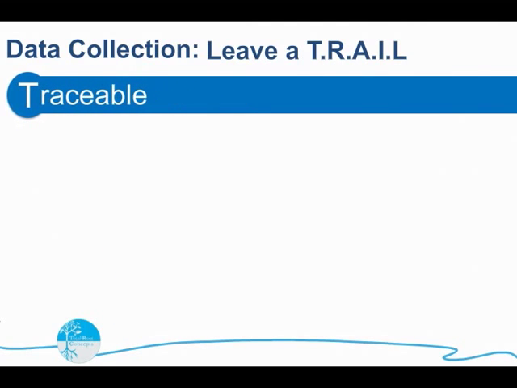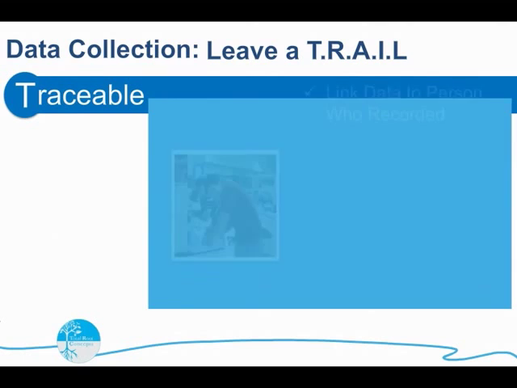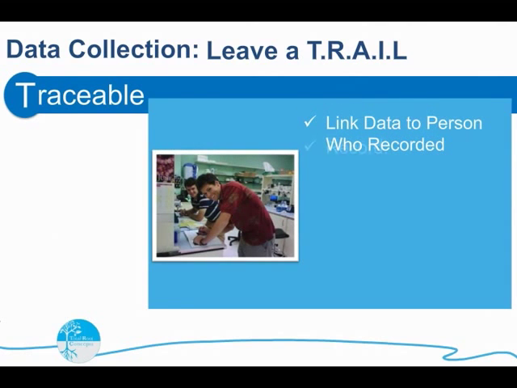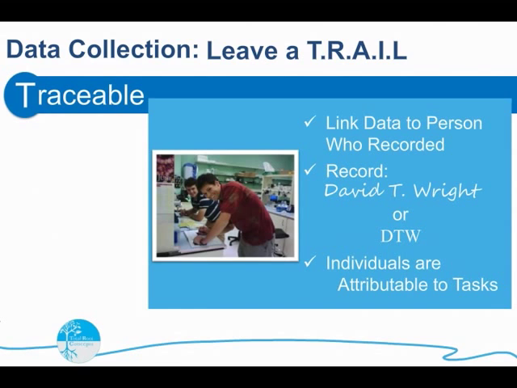What do I mean by traceable? The data must be linked to the person who recorded it. This identification is usually done by signing or initialing next to the data you have recorded. It's important that the individuals are attributable to the tasks performed.